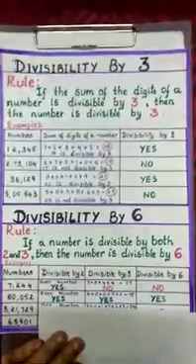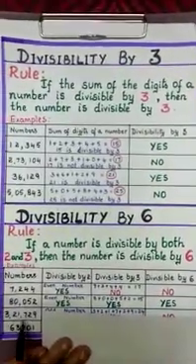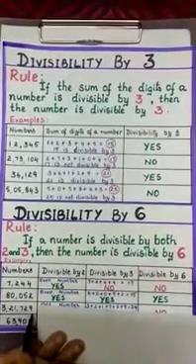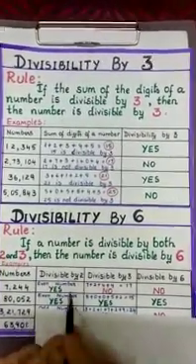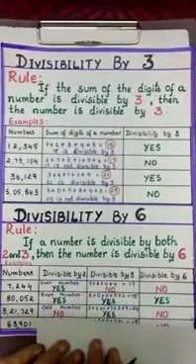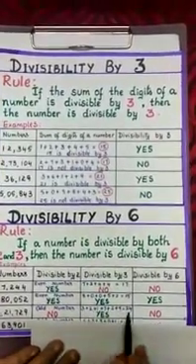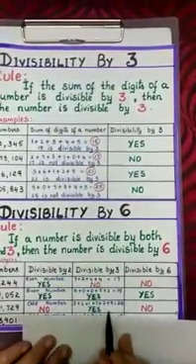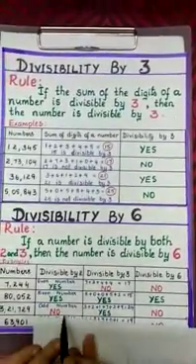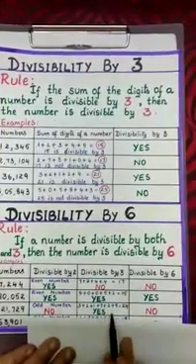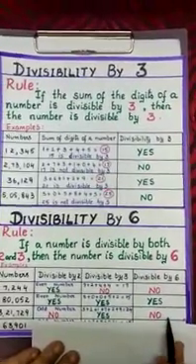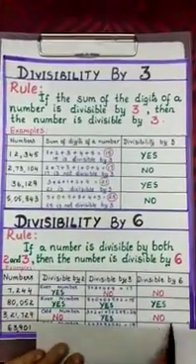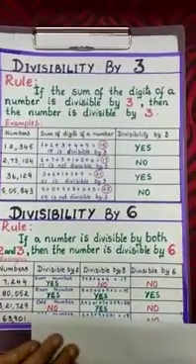Now you see the third example. 3,21,729. What is the digit in ones place here? 9. 9 is an odd number, so it is not divisible by 2. If we find the sum of digits, we get here 24, where 24 is divisible by 3. So this number is not divisible by 2, but it is divisible by 3. So hence finally it is not divisible by 6. Either of them is no here. Finally you say that it is not divisible by 6.